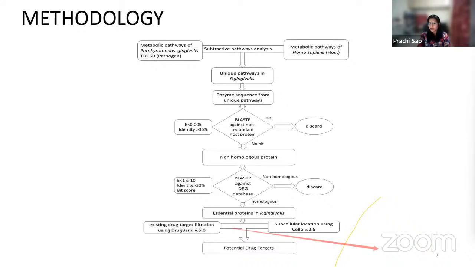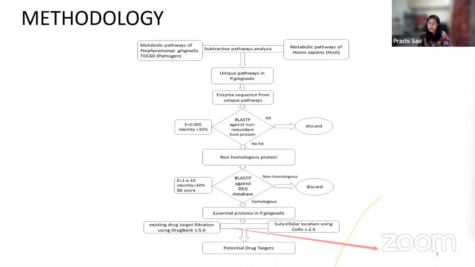They do not have a similarity with Homo sapiens, so that we avoid the drug going and interfering with the host metabolism. Then I looked only for the enzymes, not for all the proteins. I did not look at the overall proteome data for this study. So from these unique pathways, I have extracted all the enzymes.